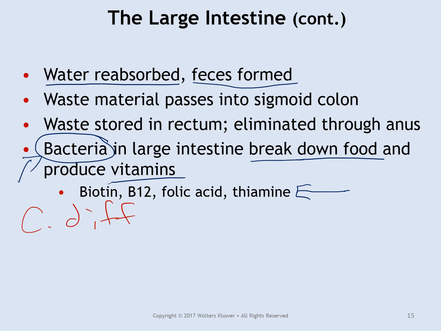Most C. diff infections, 70% of them, can be cleaned up with another round of antibiotics. The antibiotics will kill off the Clostridium difficile, and then eat lots of yogurt and you should be just fine. You should get your bacteria in your intestine back again. But for that 30% of your patients for whom antibiotics don't work against Clostridium difficile, there's another technique that we can use. And this technique is doing a fecal transplant.